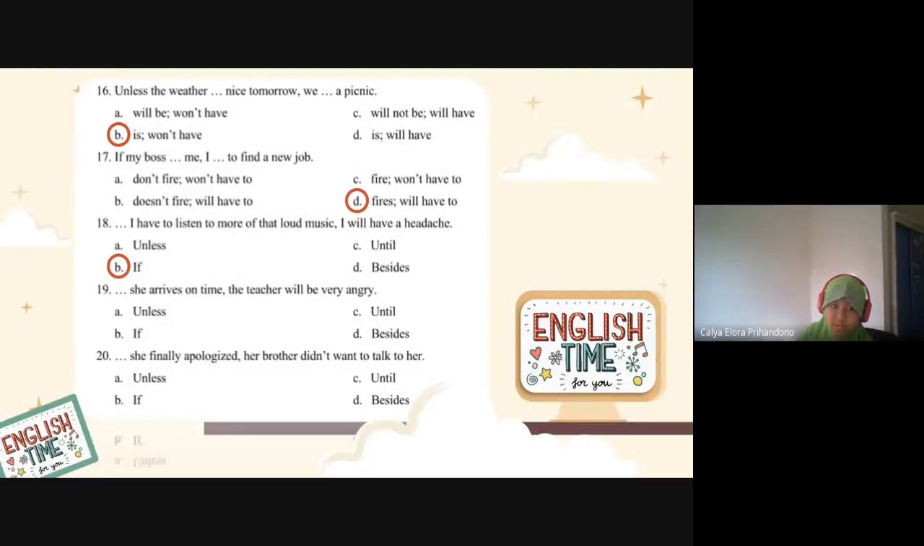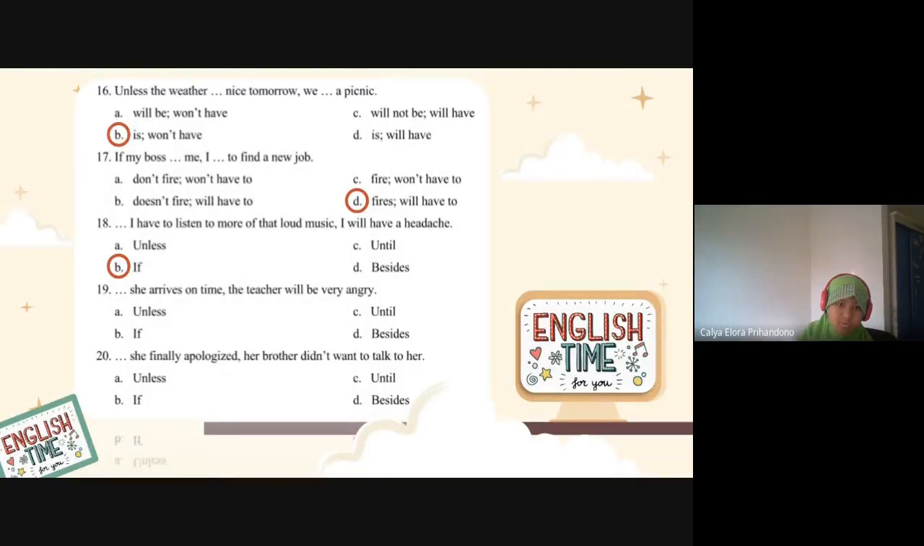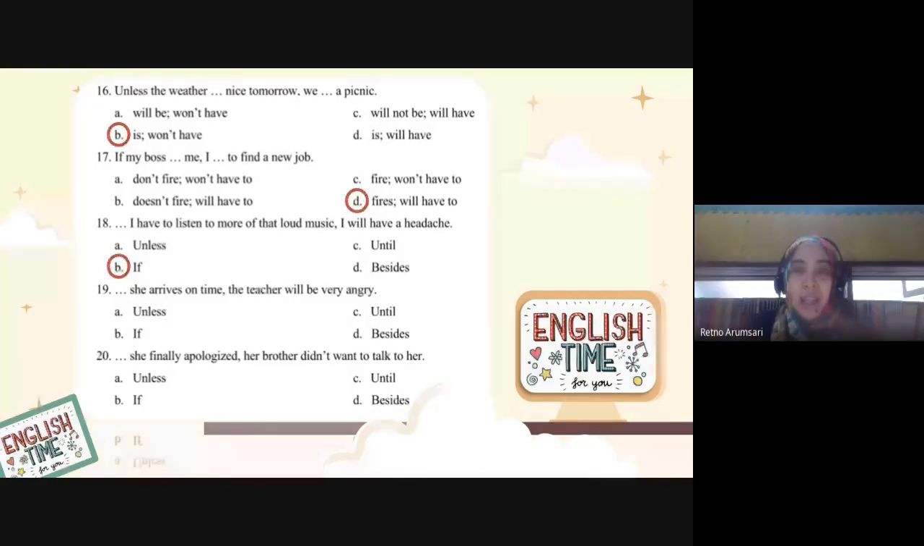Number 19. Unless she arrives on time, the teacher will be angry. Yes, unless she arrives on time, the teacher will be angry. Very good. The condition does not support the result. That's why you need to use unless. Thank you, Elora. Now let's go to Quinza.